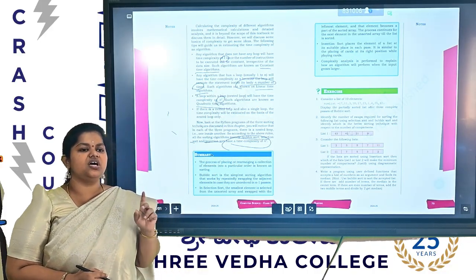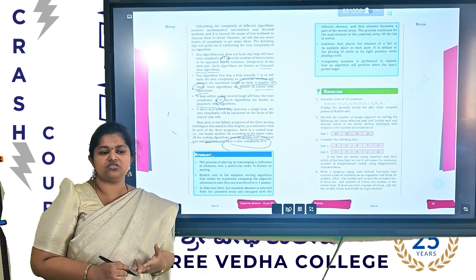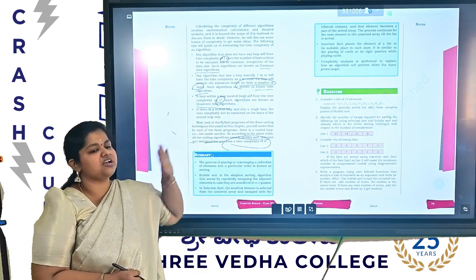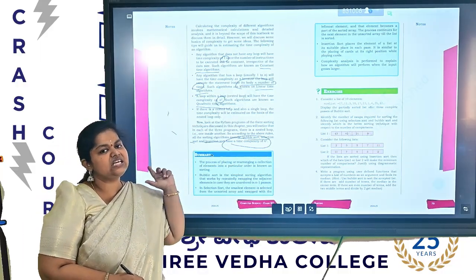Make sure that you learn each of the sorting techniques called bubble sort, insertion sort and selection sort, so that you easily gain 5 marks out of it. If you learn this time complexity, you will gain in the MCQs and the 3 marks question.